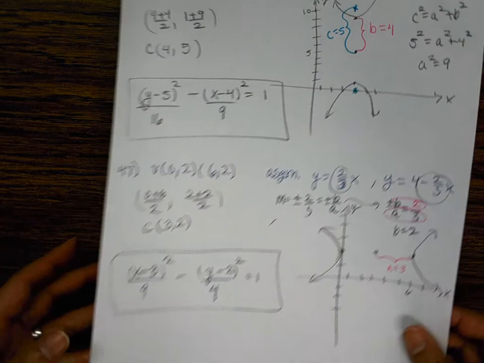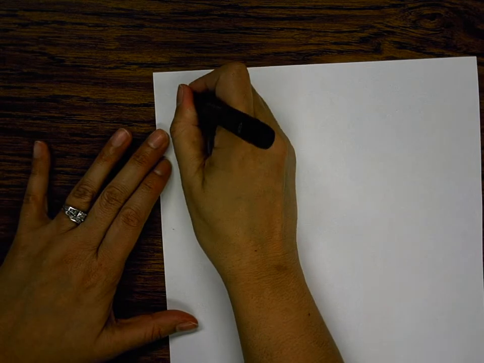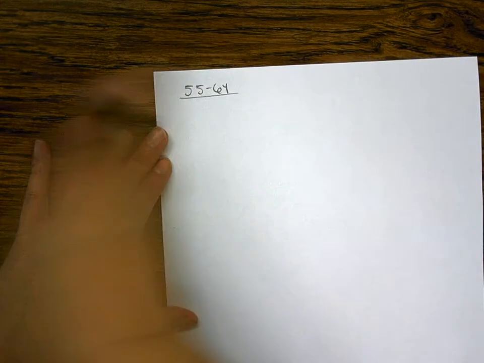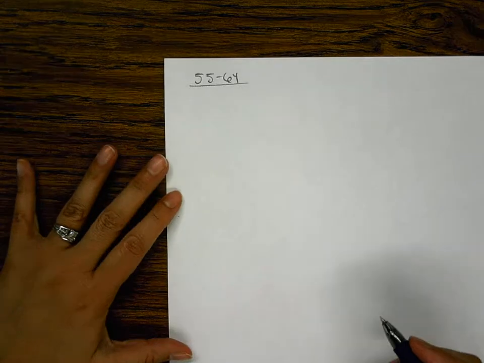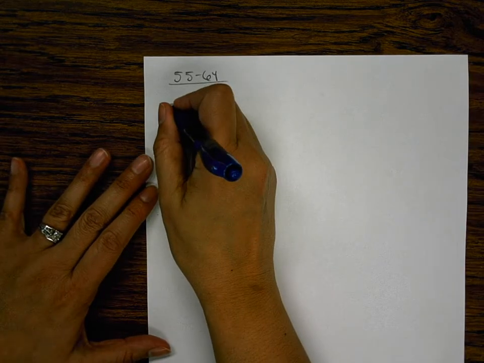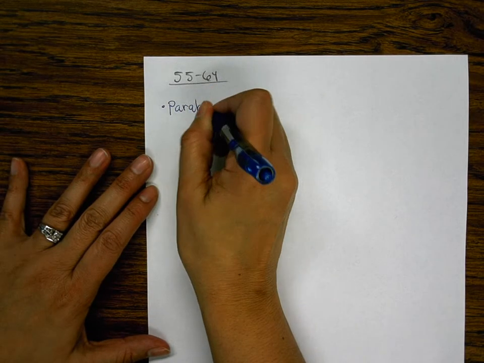For the next section, I do want to give you some tools to use. This is for numbers 55 through 64 in the textbook. And here are the tools I'm going to give you. How to tell what is what when it's a parabola.